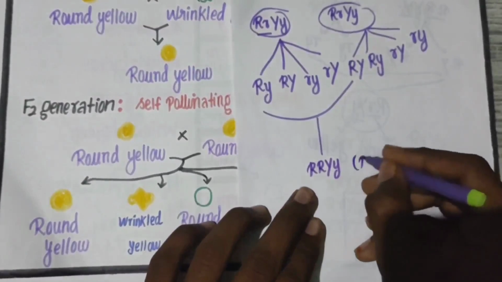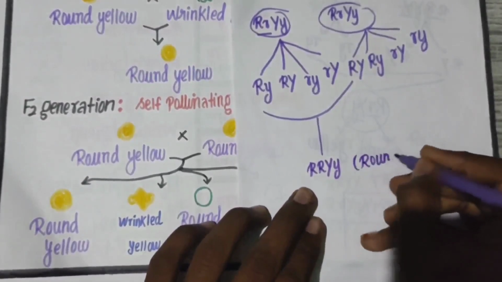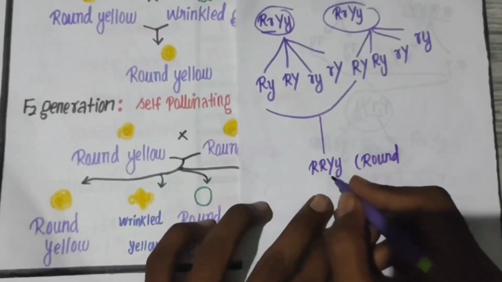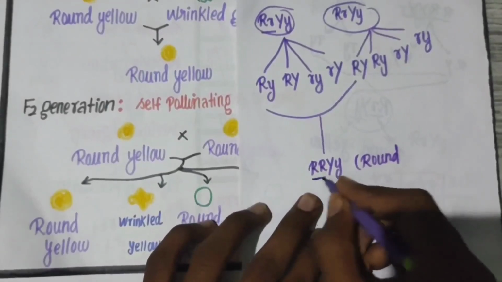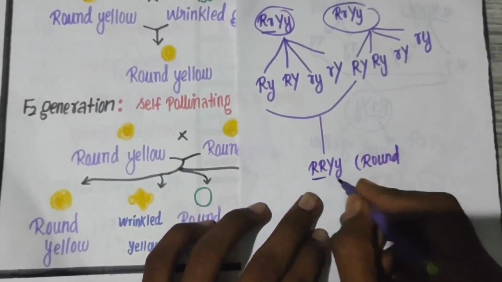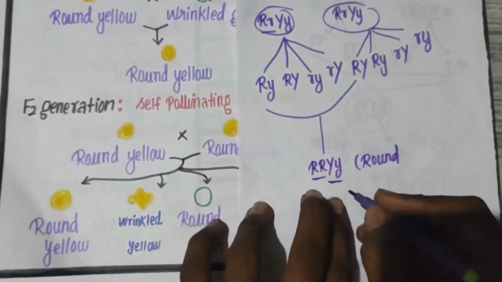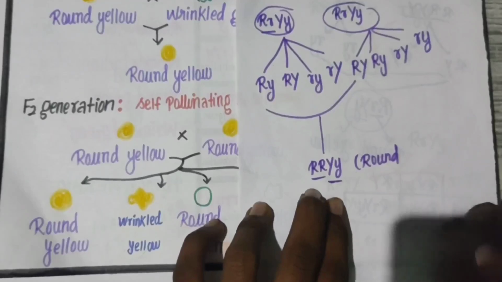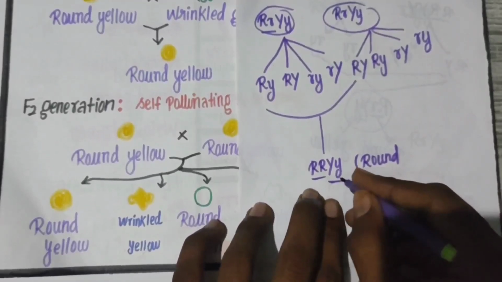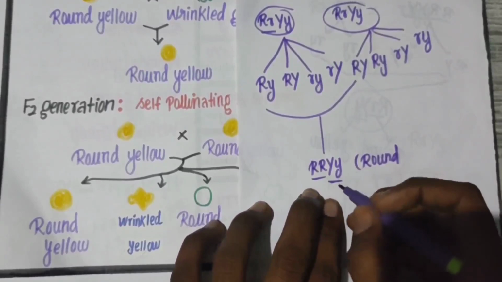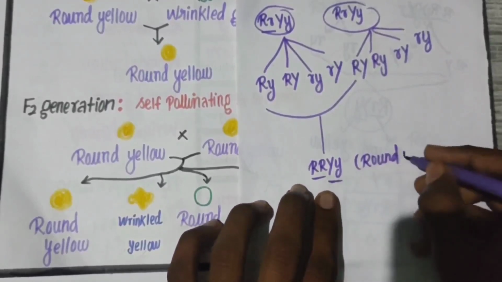It is going to be round. And whether it will be yellow or green, see, capital Y, small y. Since it is homozygous, it is going to be round only. So see here, it is heterozygous. Whichever character is dominant will be expressed. See, capital Y, small y. So which is dominant, kids? It is yellow, right? It's going to be yellow.